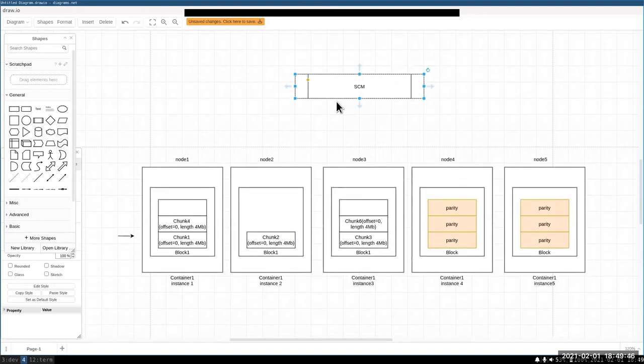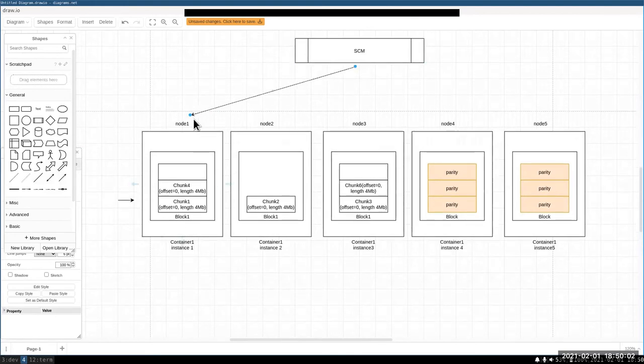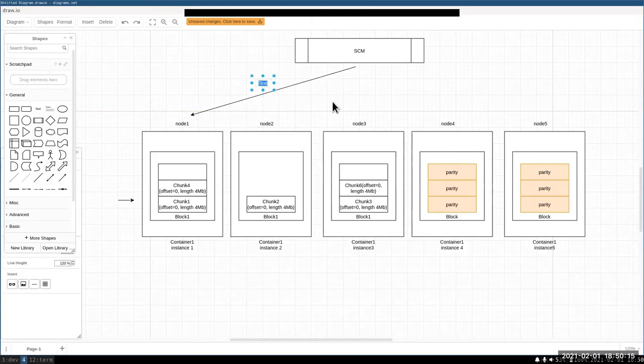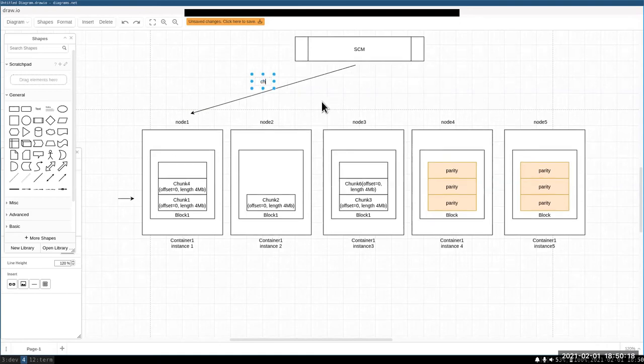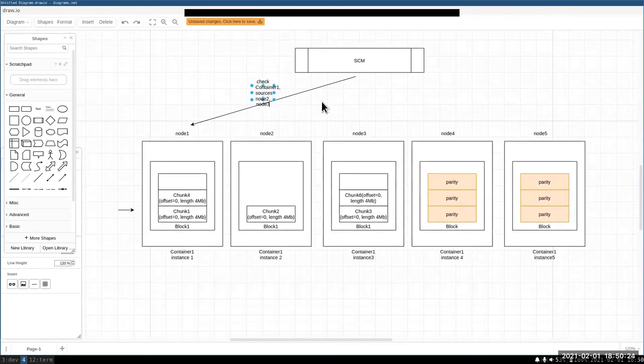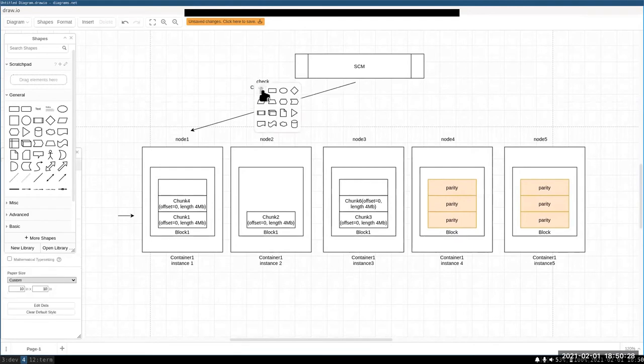So the idea is that SCM can ask one of the data nodes in the group, oh, node one, you are my best friend, can you please check if container one is really good? And here we need some information. It's very similar to the existing replication command, but we need to ask node one, okay, check container one and the sources are node two, node three, node four, node five. So this is a message.